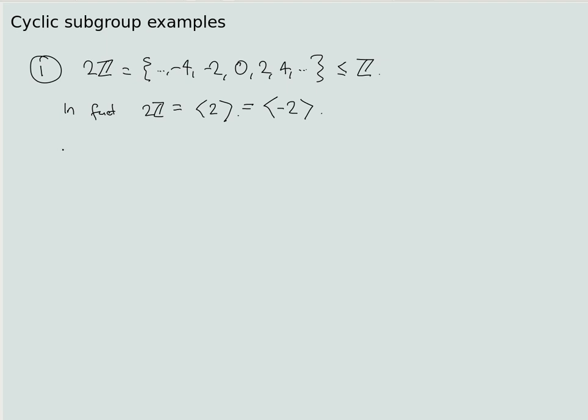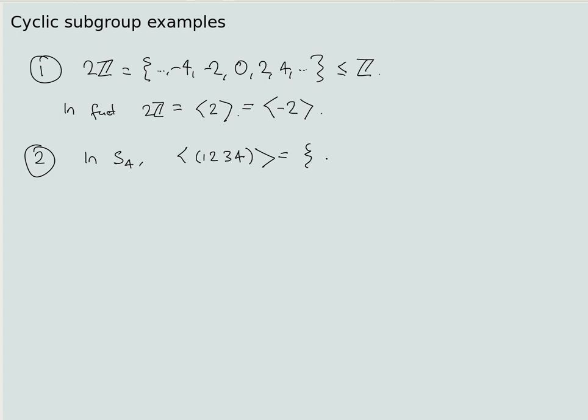Alright, there's an example. Let's look at another example of a cyclic subgroup. So let's look this time inside the symmetric group S4. If we look at the cyclic subgroup generated by (1 2 3 4), that element is a 4-cycle, so it's got order 4.